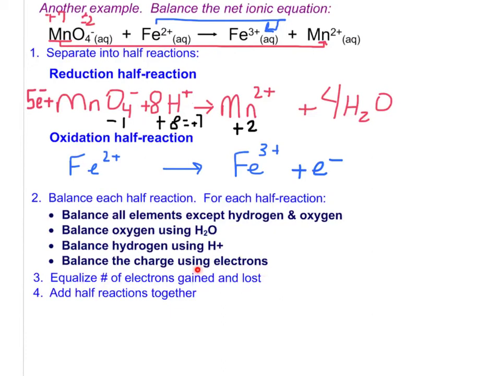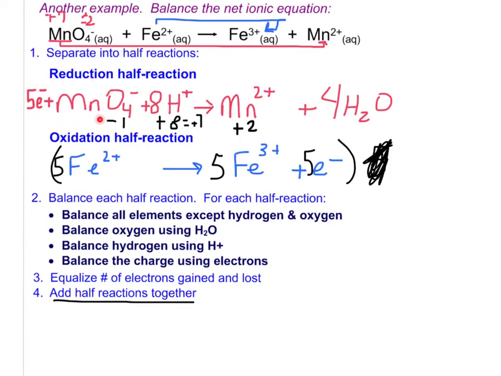Now I can go to step 3, equalizing the number of electrons gained and lost. So let's look at the number of electrons in the reduction. We have 5 electrons on the left side. We only have 1 electron on the right side of the oxidation reaction. That means that we're going to need to multiply this by 5. Okay, and when we do that, let's just scribble this out, we get 5 iron and 5 iron and 5 electrons. Right there. Now we're going to add the half reactions together.